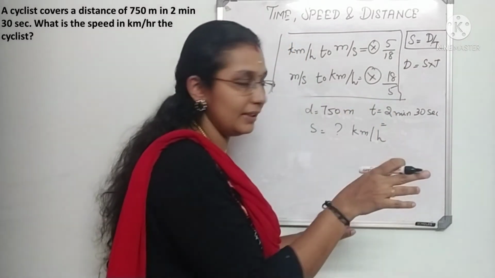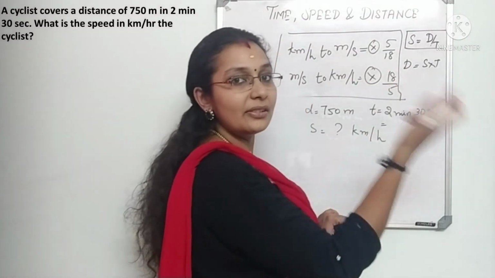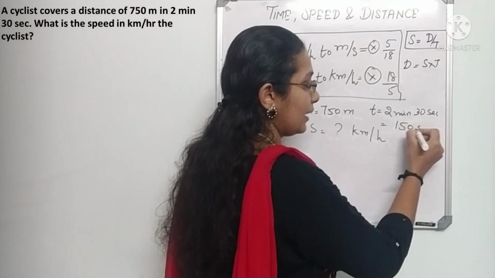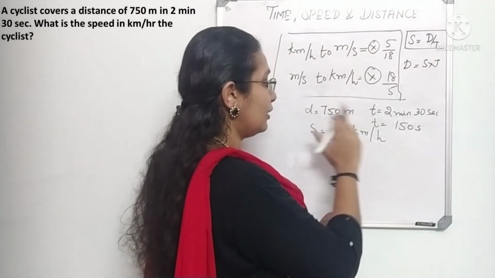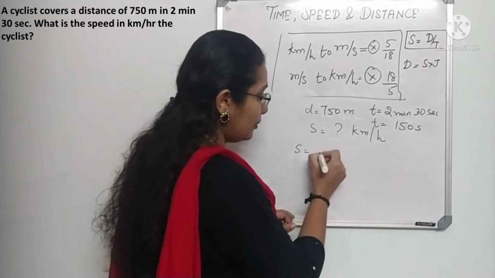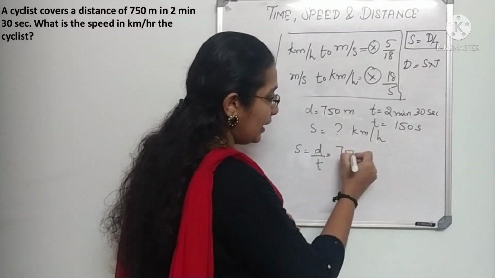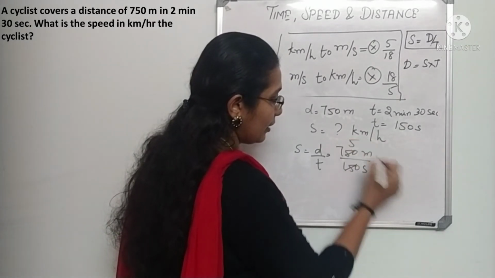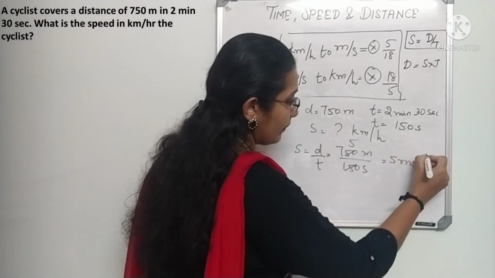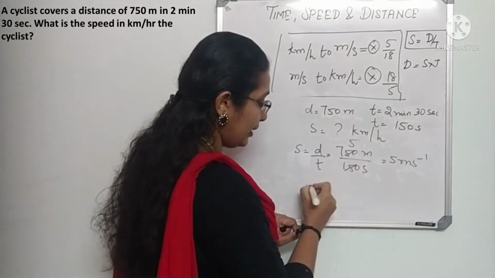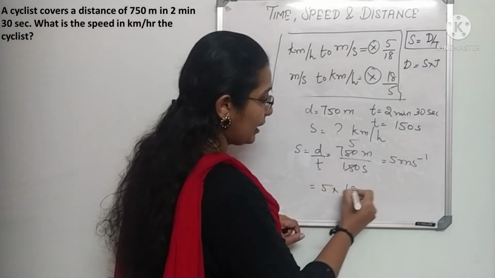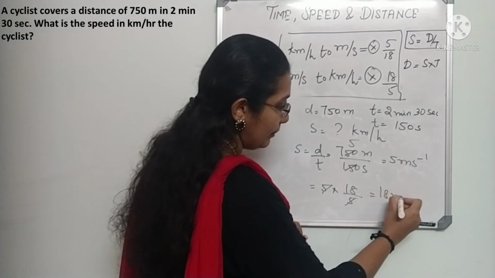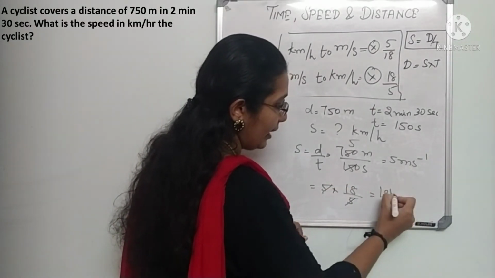Right. So first convert everything into seconds. So 1 minute is 60 seconds. Here you have 2 minutes. That means 60 into 2 which is 120 seconds plus 30 seconds. 120 plus 30 which is 150 seconds. So time you have got in seconds and distance you have got in meters. So speed is equal to distance by time which is 750 meters divided by 150 seconds. So 5 times you will get. So 5 meter per second. Right. Now you will have to convert it to kilometer per hour. So meter per second to kilometer per hour you will have to multiply it by 18 by 5 which is equal to 18 kilometer per hour.